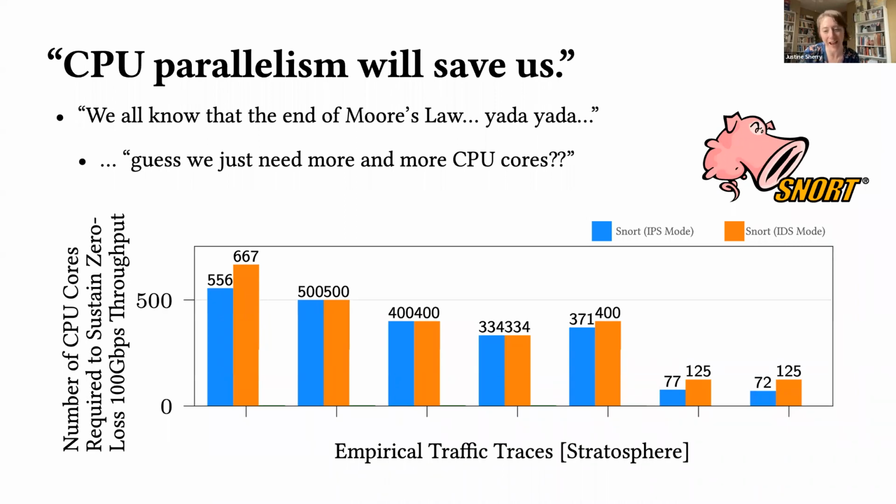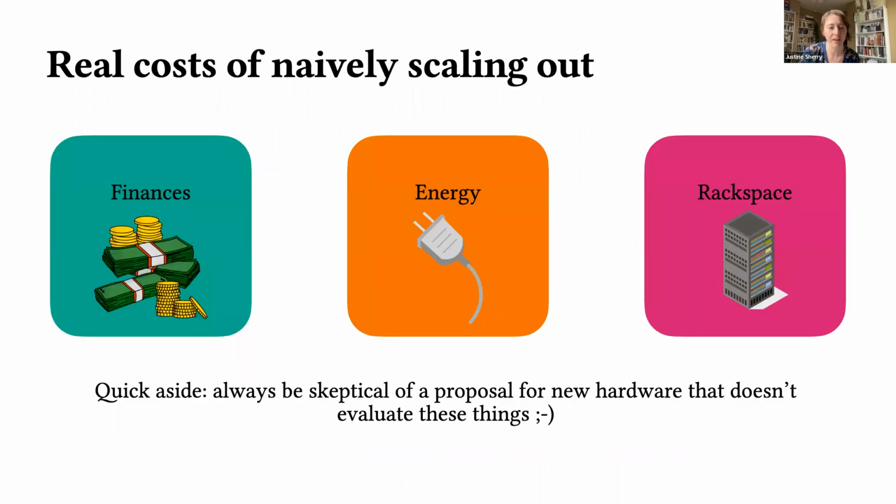Here I'm showing on the y-axis the number of CPU cores required to sustain zero loss, assuming perfect linear scalability for Snort. On the x-axis, I have a range of empirical traces. And the key thing here is that it can take up to 667 processor cores to sustain that line rate. And of course, more cores is a bad idea. It costs more money, more energy, and more rack space.